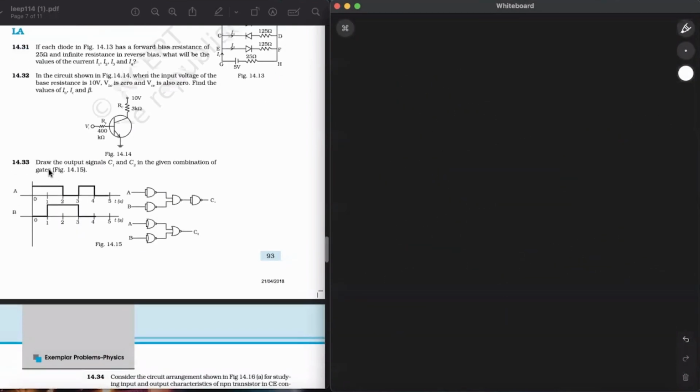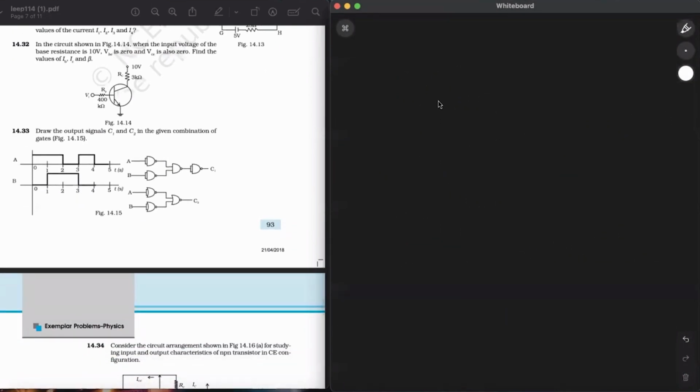Now, question number 32. In the circuit shown in the figure, when the input voltage of the base resistance is 10 volt, VBE is 0 and VCE is also 0. So now find the value of IB, IC and beta.